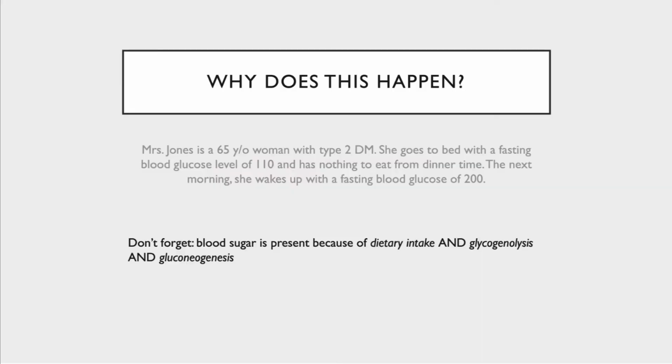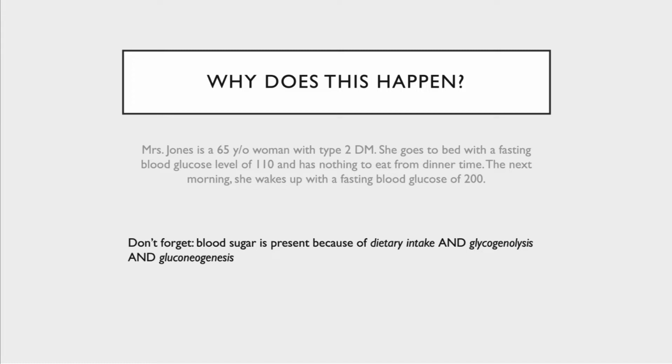So, when we're thinking about diabetes, I want you to always keep in mind this scenario. And we all have seen it, taking care of patients. A woman with diabetes is in the hospital. She goes to bed with a fasting blood sugar of 110, has nothing to eat or drink overnight, no calories in, and the next morning, she wakes up with a blood sugar of 200. How in the world does that happen?